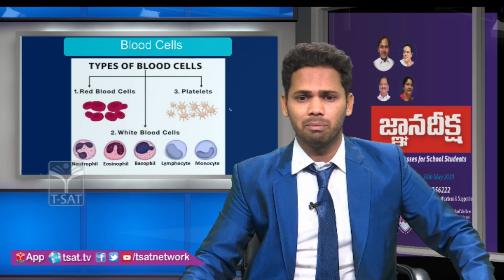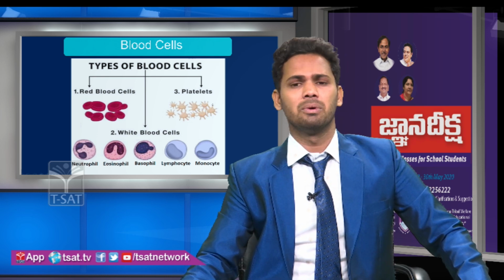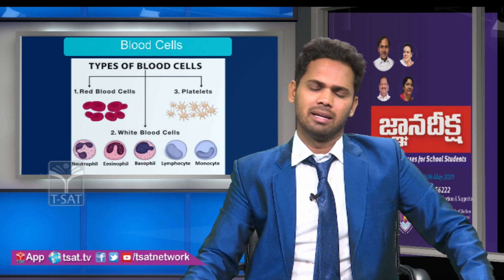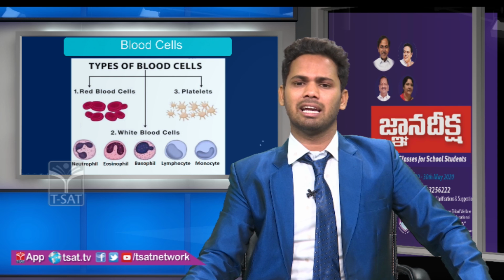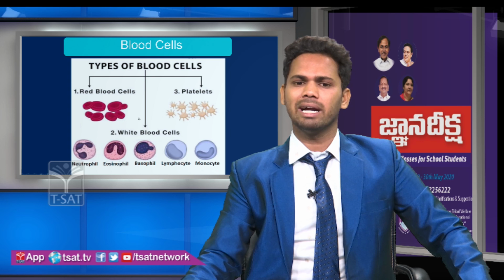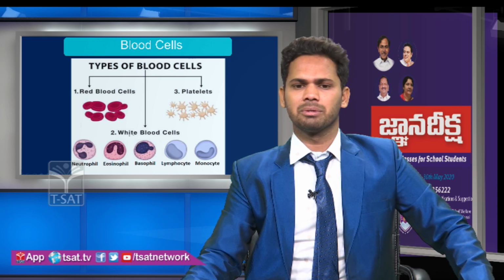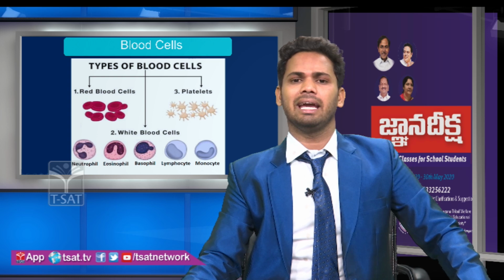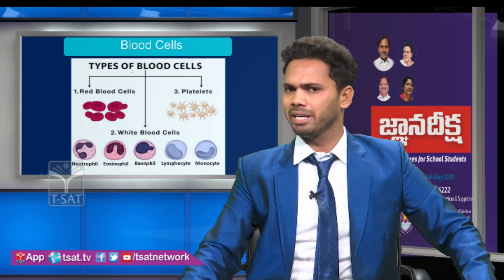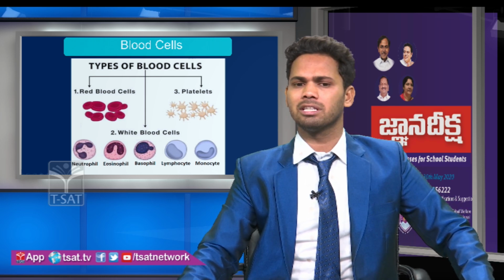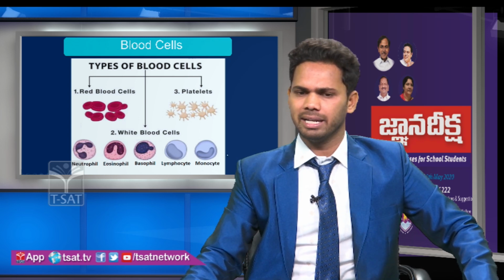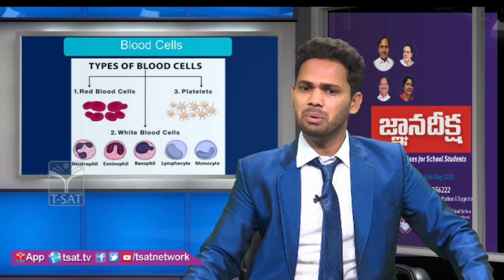That's why platelets are very important in our body. Platelets are also called thrombocytes. And the lifespan of these three types of blood cells: RBC lifespan is 120 days, white blood cells 12 to 20 days, platelets 8 to 9 days. This is the approximate lifespan. Once again I am saying, children, red blood cells approximate lifespan 120 days, white blood cells 12 to 20 days, platelets 8 to 9 days.